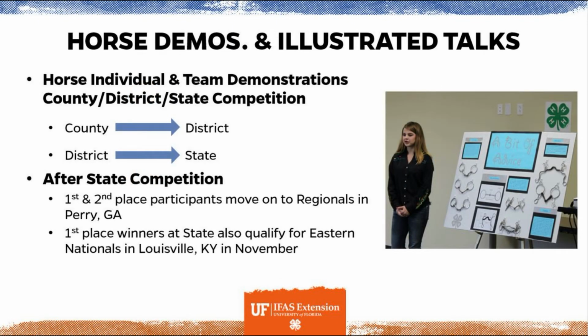With the individual and the team demonstrations, they are an advancement. So you'll compete at your county competition. If you receive a blue ribbon, you can advance to the district competition and from district to state. After the state competition, the first and second place participants do have the option to move on to regionals, which is held in Perry, Georgia. And the first place winners at state have the option to qualify for the Eastern Nationals in Louisville, Kentucky, and that's typically held in November.